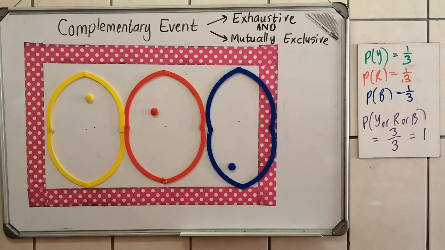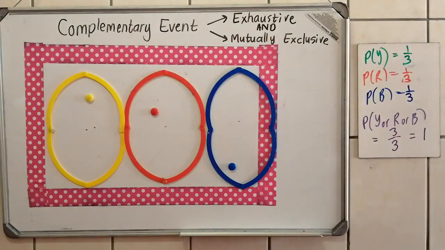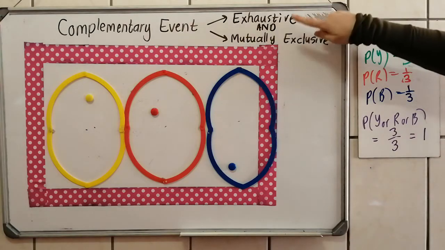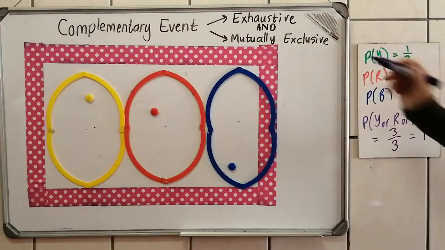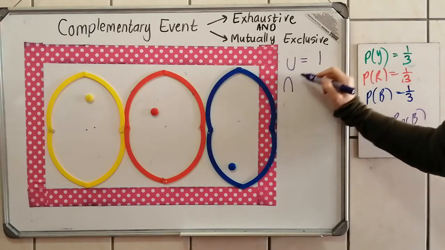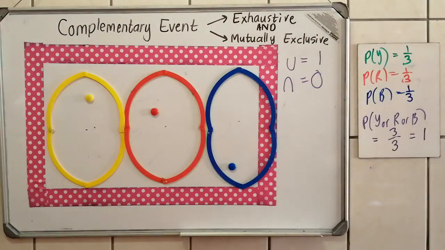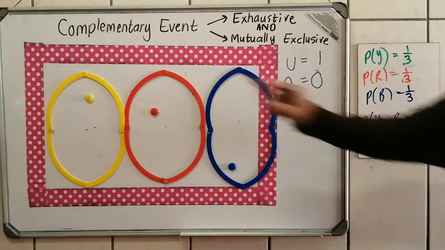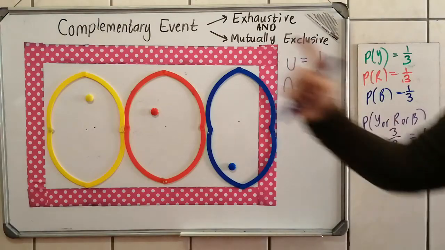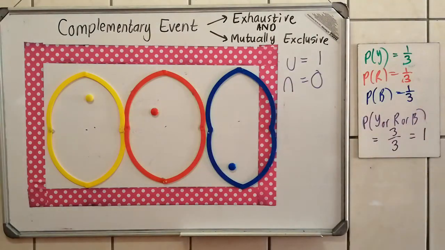Are these mutually exclusive? Yes, they've got nothing in common. So what can you tell me about them being complementary? It's exhaustive and mutually exclusive. So their union always comes to 1 and their intersection always comes to 0 because nowhere do they overlap. So it's impossible to get yellow and red, or yellow and blue, or yellow and red and blue. There's no intersection between them. So it's an impossible event.